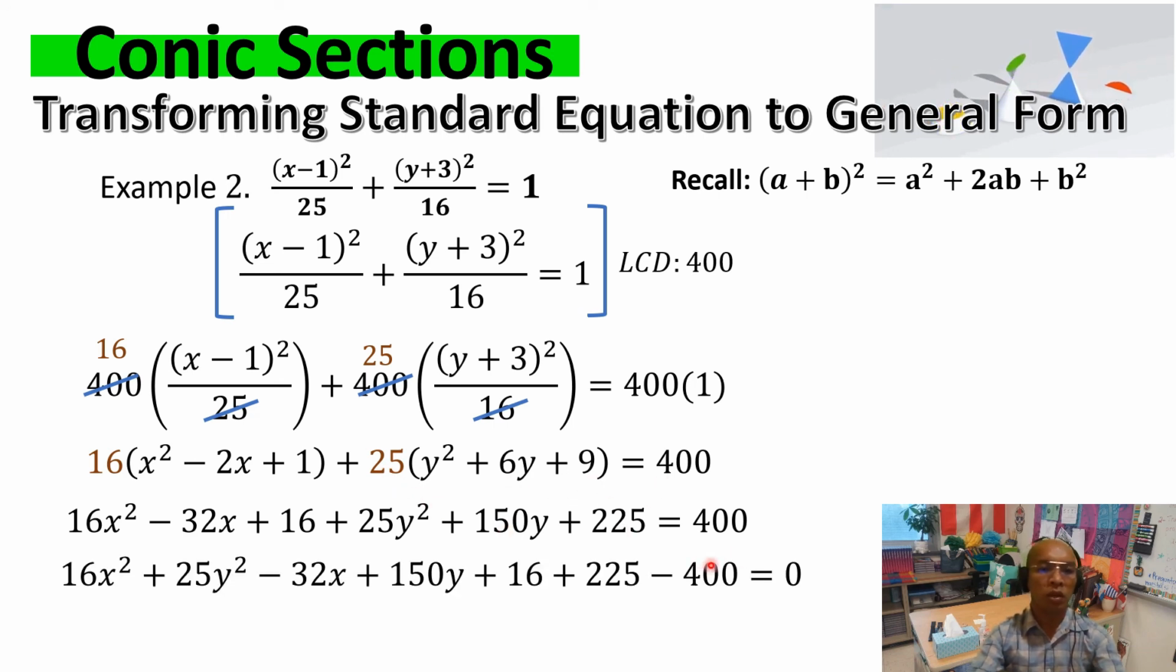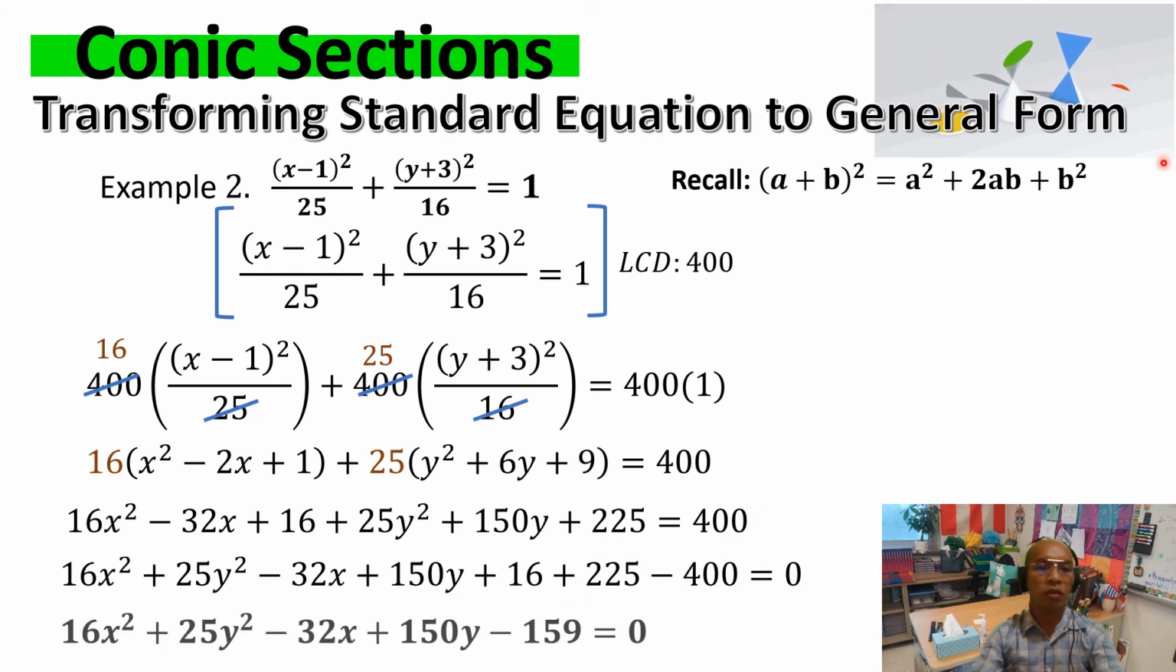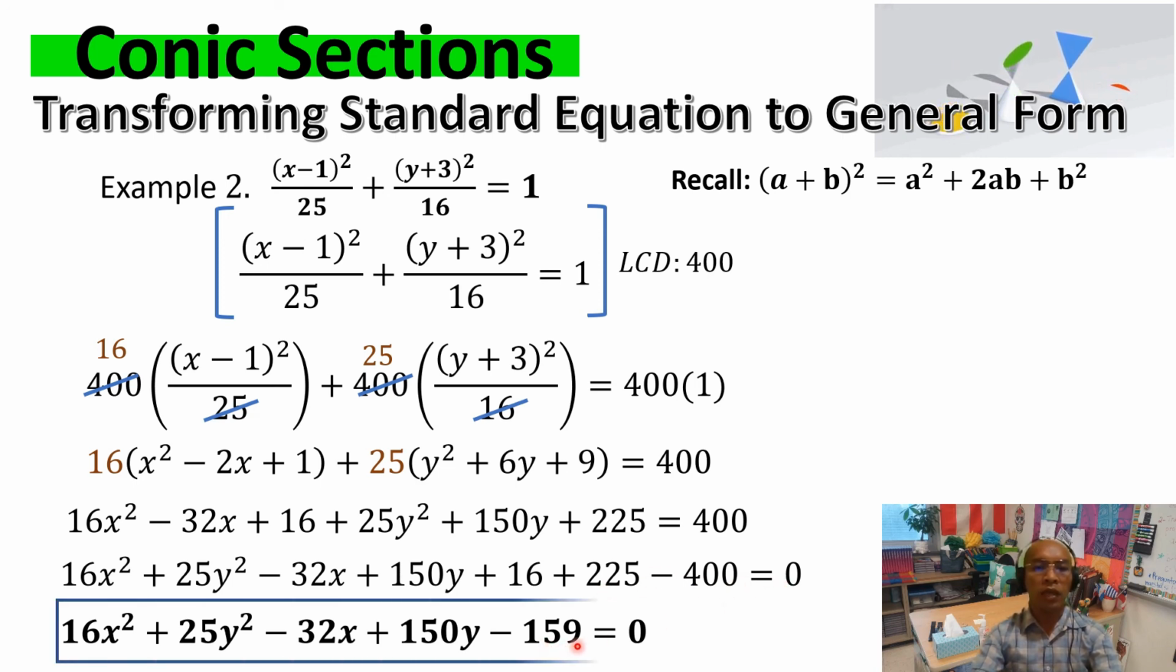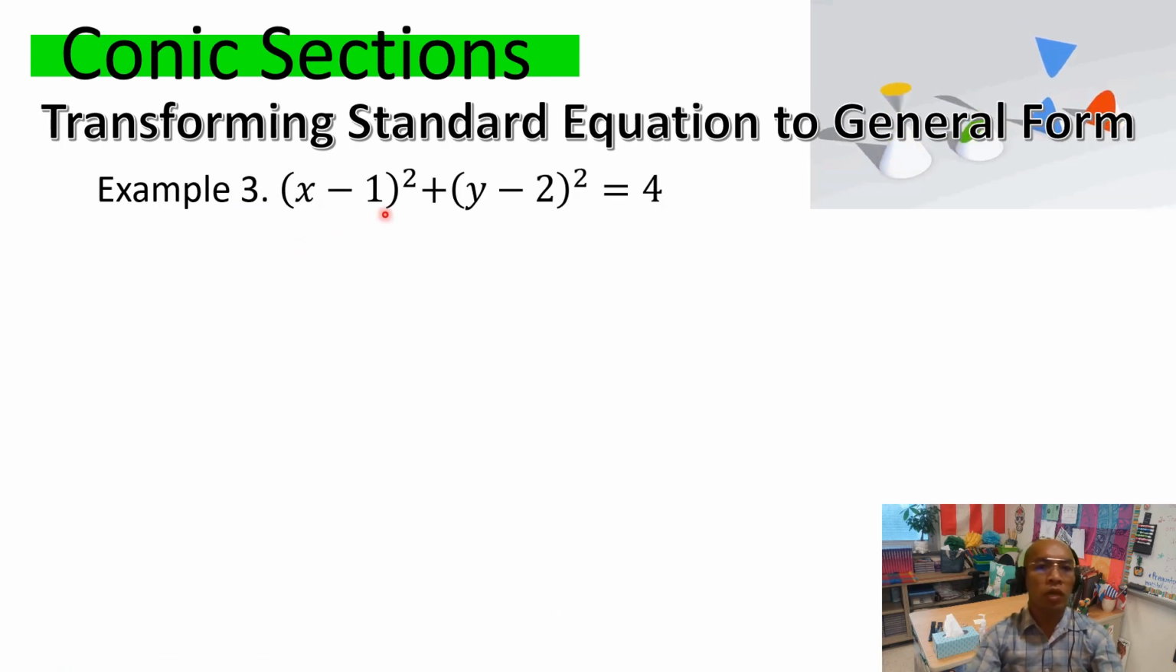Equate this equation to 0. So transpose the constant at the right and rearrange the equation. Write first the terms which are being squared. So 16x squared, then plus 25y squared, then minus 32x, then plus 150y, then plus 16, plus 225, then minus 400 is equal to 0. So further simplification, copy everything but simplify this constant. So 16 plus 225 minus 400 is equal to negative 159.